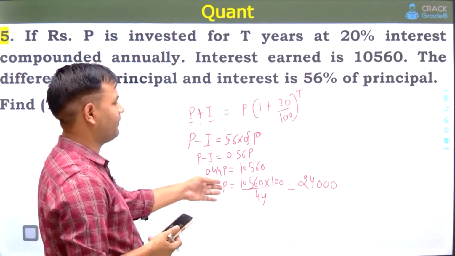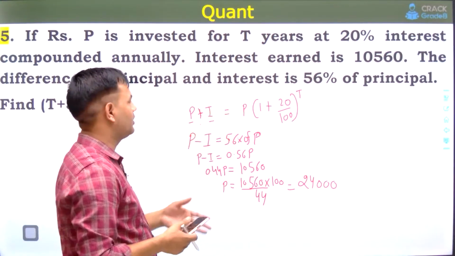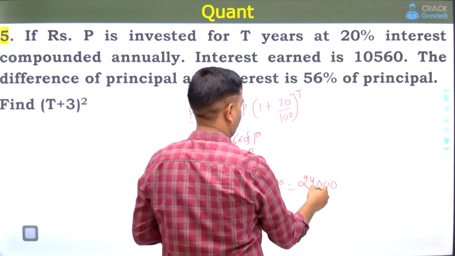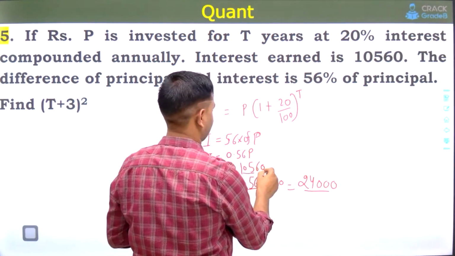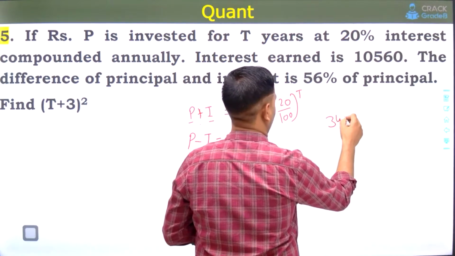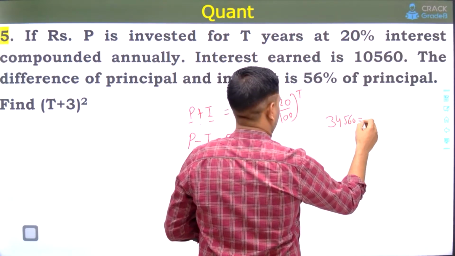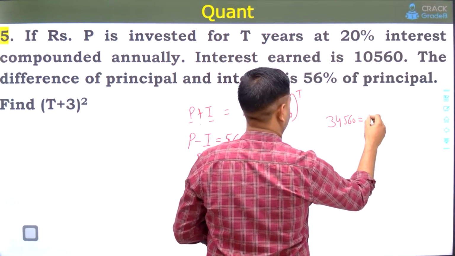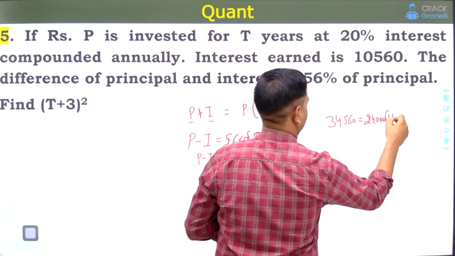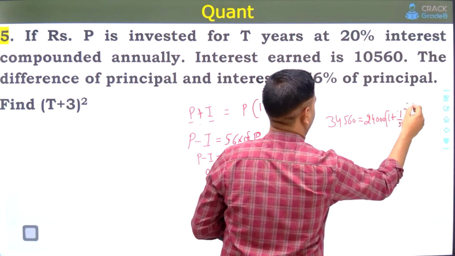From here you will get the principal 24,000. You will put it in this equation. From here you will get 24,000 plus this 34560 equal to P is 24,000. So (1 plus 1/5) to the power t.